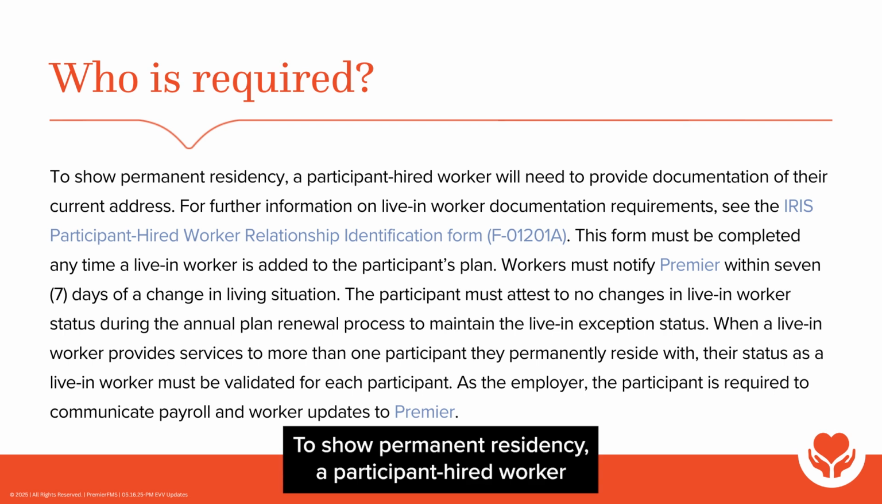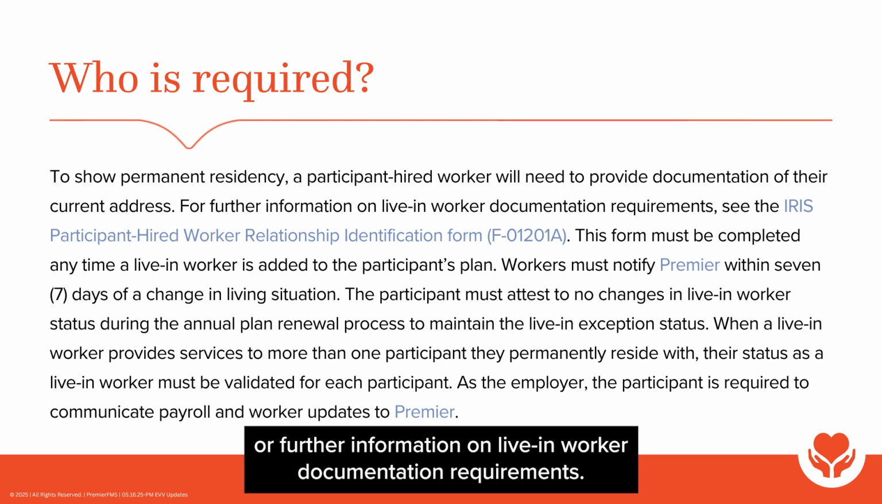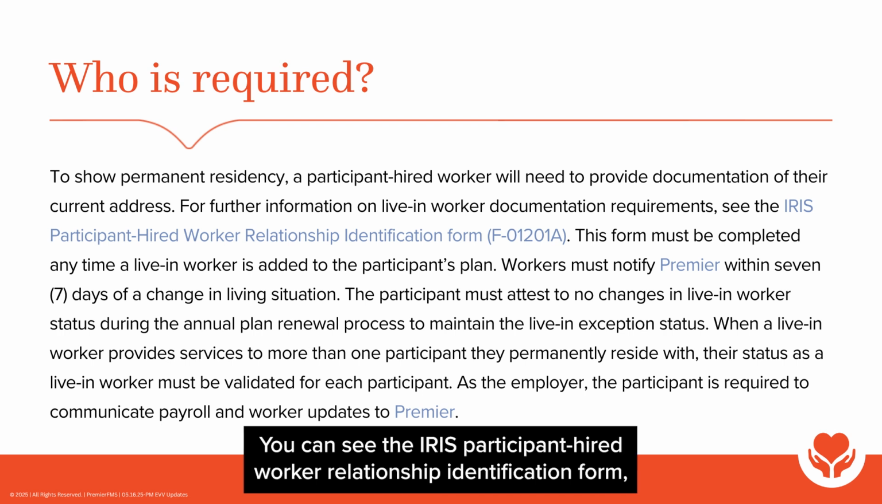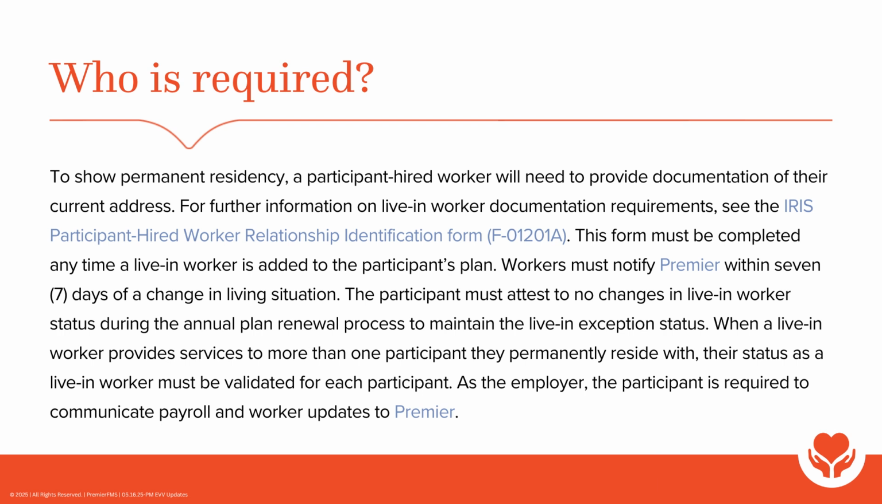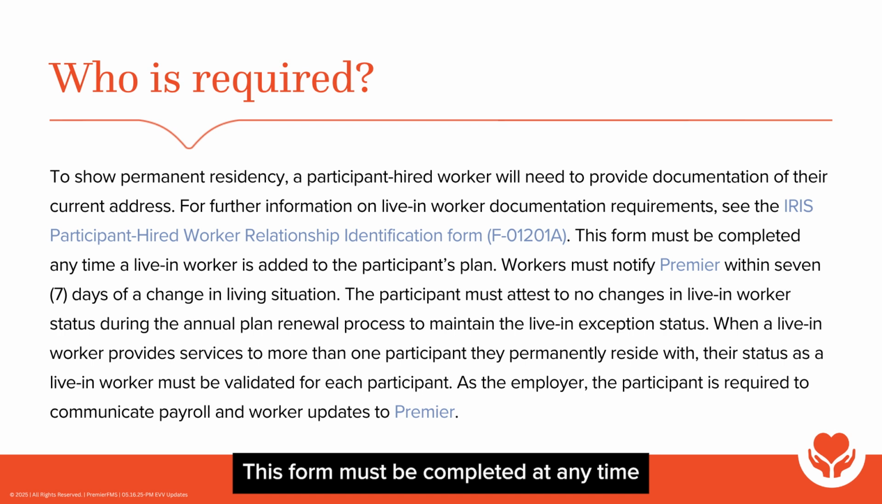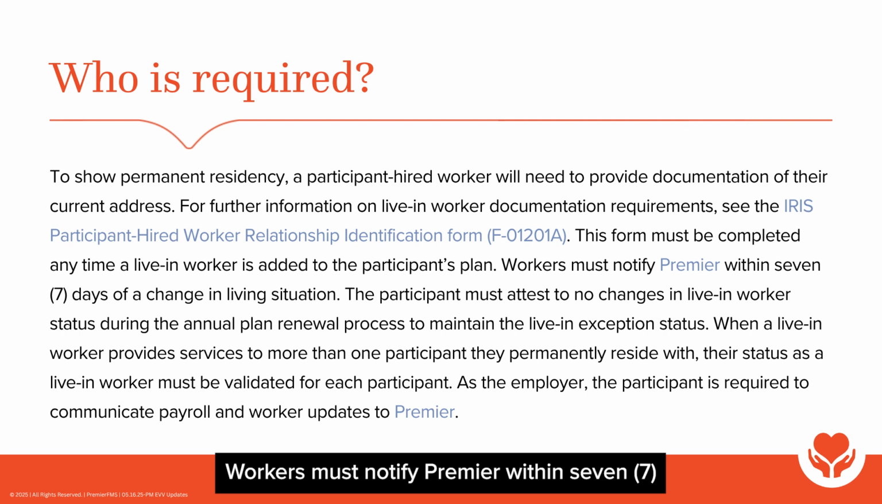To show permanent residency, a participant hired worker will need to provide documentation of their current address. For further information on live-in worker documentation requirements, you can see the IRIS Participant Hired Worker Relationship Identification Form, and we have a link to that on our website as well as this presentation. This form must be completed any time a live-in worker is added to a participant's plan. Workers must notify Premier within 7 days of any change in living situation.